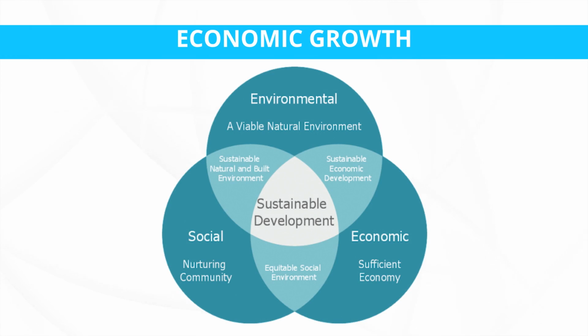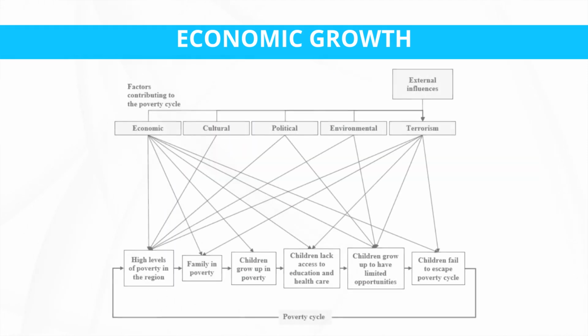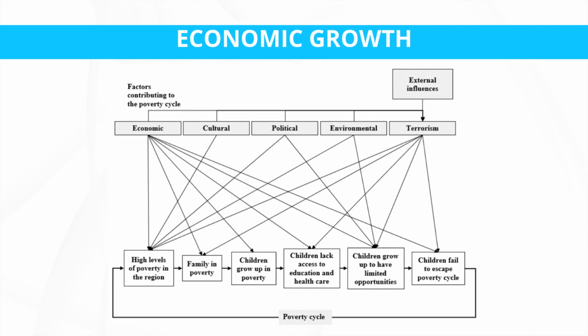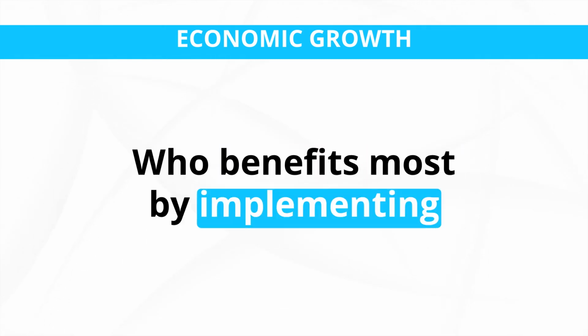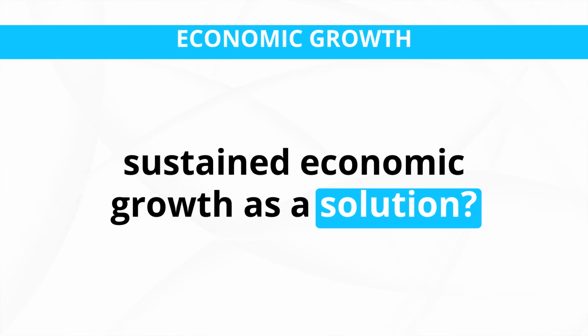Environmental impact. Pursuing unregulated economic growth can lead to environmental degradation and resource depletion, which may disproportionately harm vulnerable communities, exacerbating poverty in the long run. Dependency on external factors. Economic growth can be influenced by external factors, such as global market conditions, international trade, and foreign investment. These factors can be volatile and subject to change, affecting the stability of economic growth and its poverty-alleviating effects.